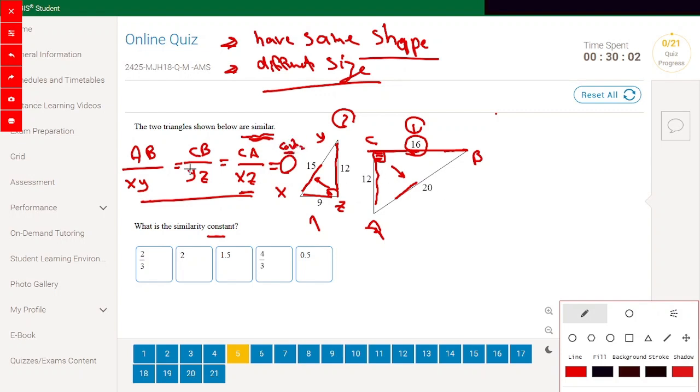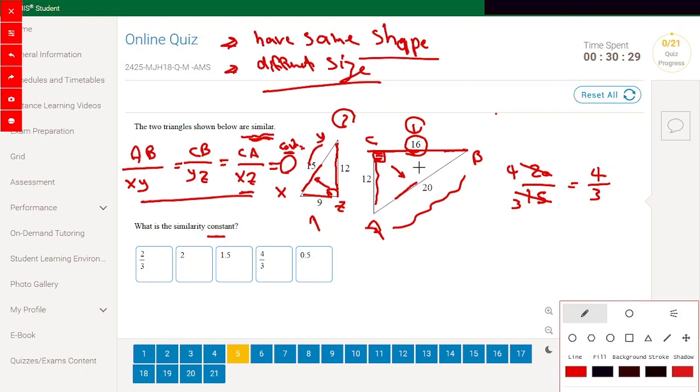So let's substitute the values here. I have AB, divided by XY, which is 20 divided by 15. Let's simplify this value. Dividing by 5, 20 becomes 4 and 15 becomes 3, so it equals 4 over 3.